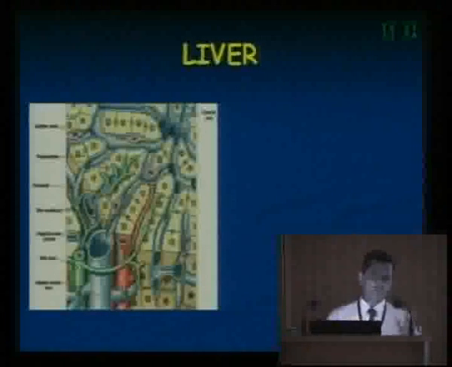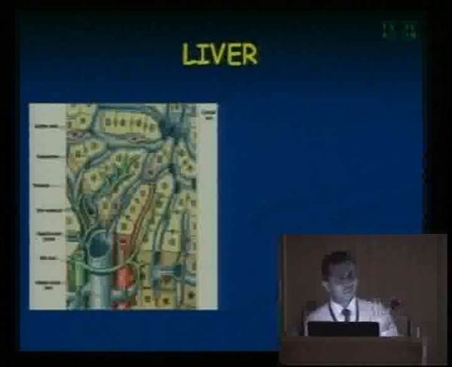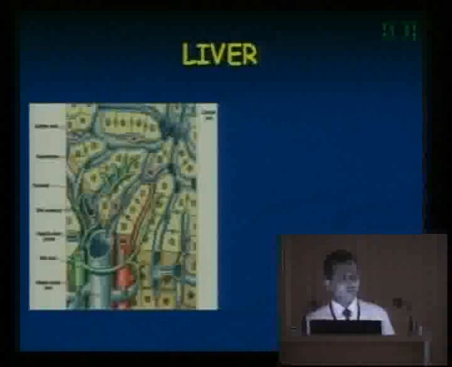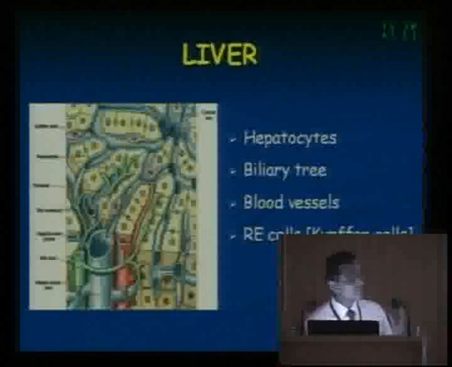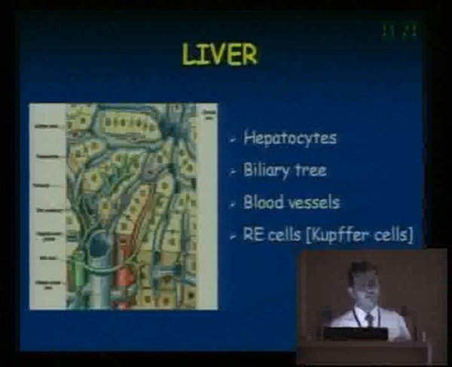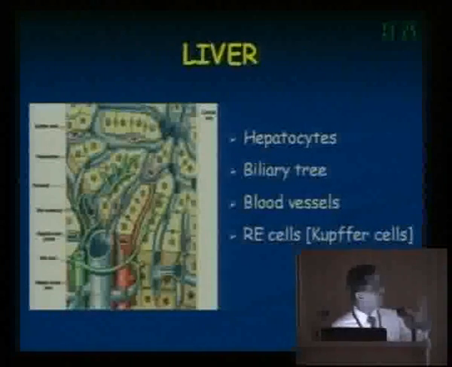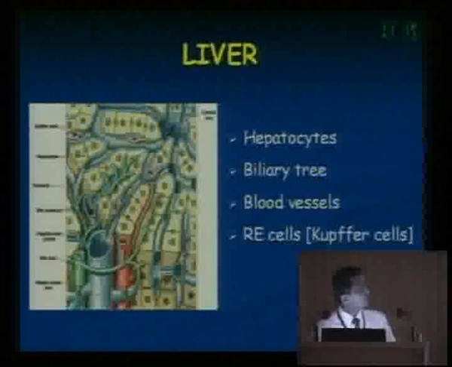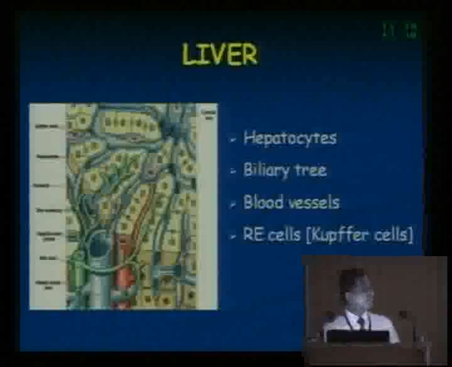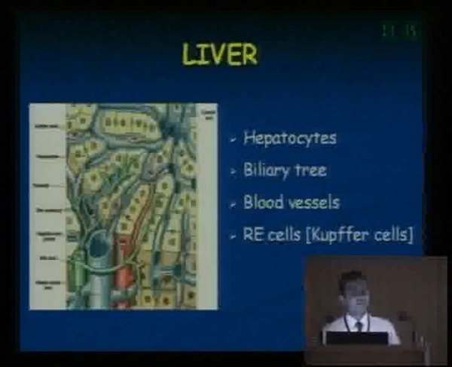As a clinician, before we move on to a liver injury test or liver functions, it's better to know the basics. Like any other organ in our system, the liver also has a few structures: the hepatocytes, biliary tree, blood vessels, and Kupffer cells, that is the reticuloendothelial system.